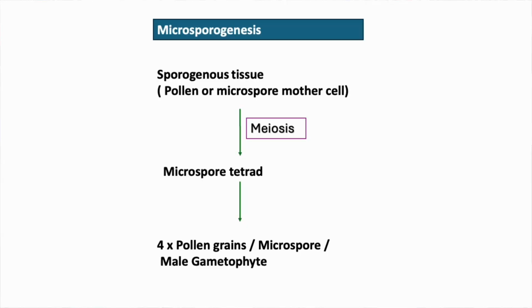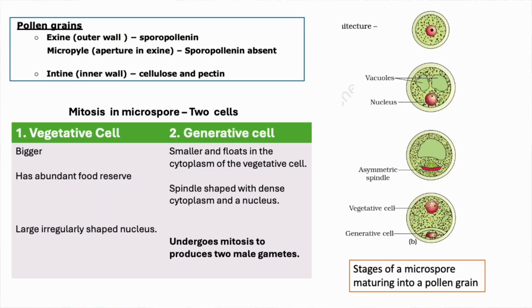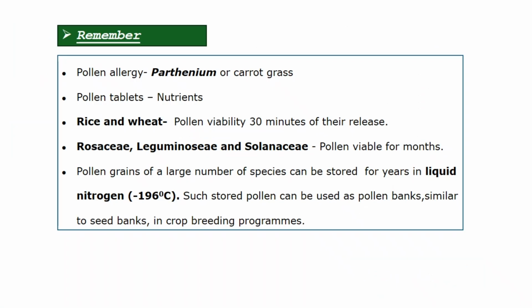Then the process of microsporogenesis, and all the cells involved like microspore mother cell, microspore tetrad, and after the formation of pollen grain, the comparison between vegetative cell and generative cell has to be learned. The diagram of formation of a pollen grain has to be learned. The importance of pollen grain, like its advantages. Pollen grain causes pollen allergy, with examples like Parthenium grass, and the use of pollen grain. Then the viability of a pollen grain and the importance of storing pollen grains under very low temperature for future use.